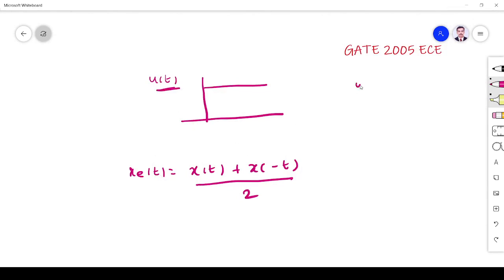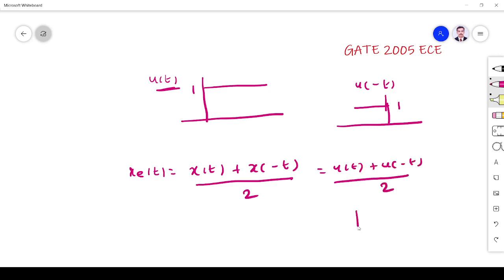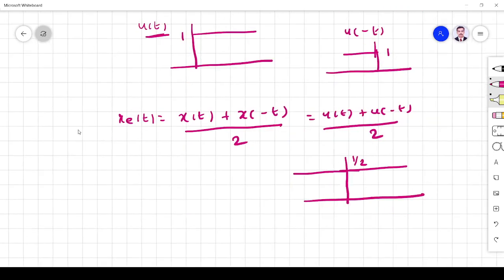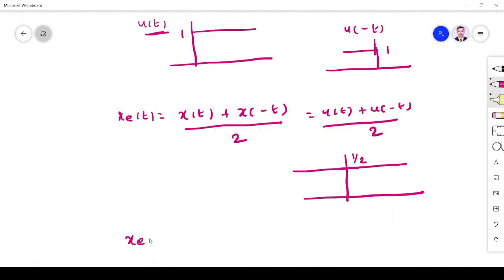What is u of minus t? U of minus t is this one. Both are having the same magnitude 1. So what is x even of t? That is u of t plus u of minus t divided by 2. So this is u of t, this is u of minus t, right? And magnitude is divided by 2. So already magnitude is 1, so now it will become 1 by 2. So x even of t is 1 by 2.